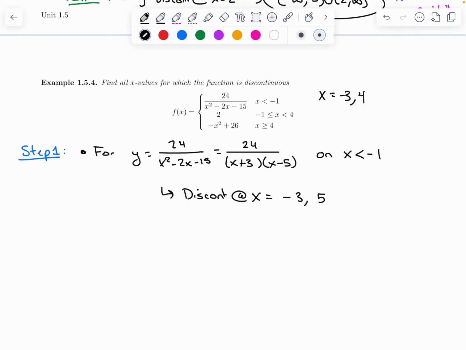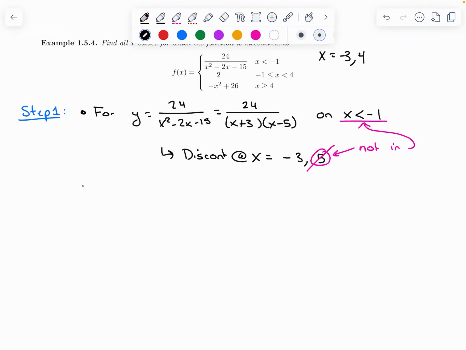Careful. Oh, 5. It's not in our domain. -3 is. -3 is an x value that falls within our piece's restriction. For the top piece's restriction, it needs to be less than -1. So that is going to be a discontinuity. But since this is only defined as that curve for x values less than -1, 5 is not a problem.